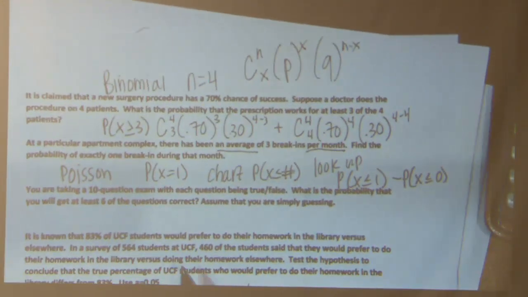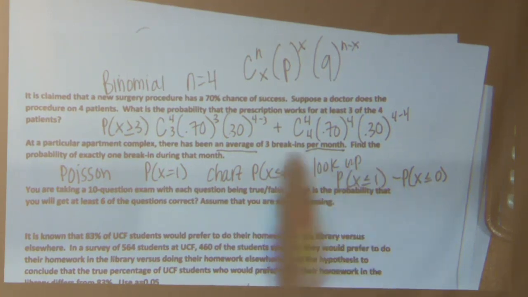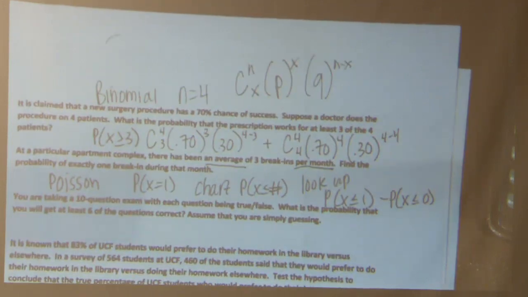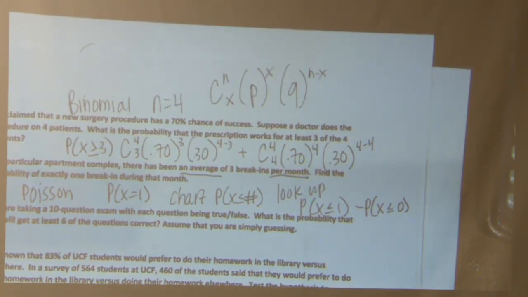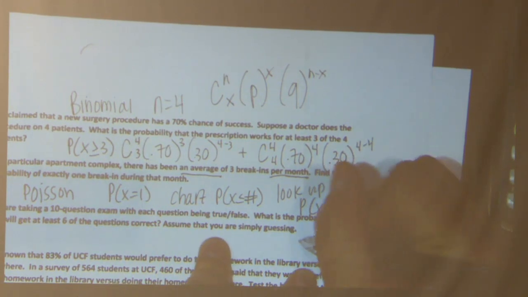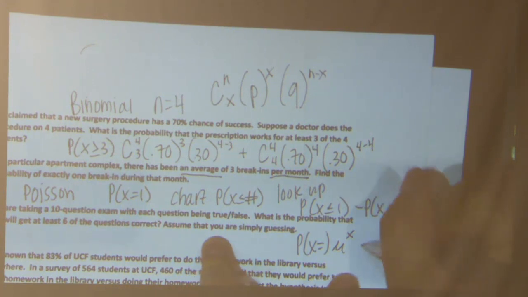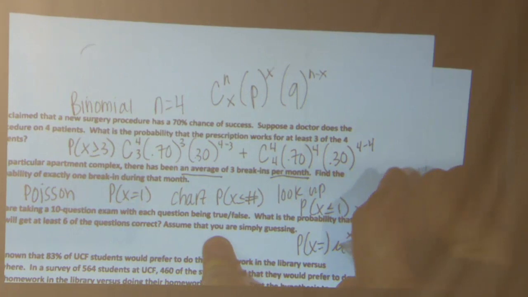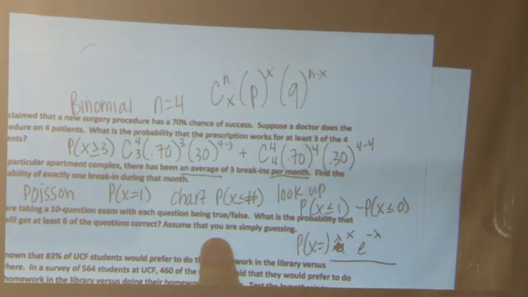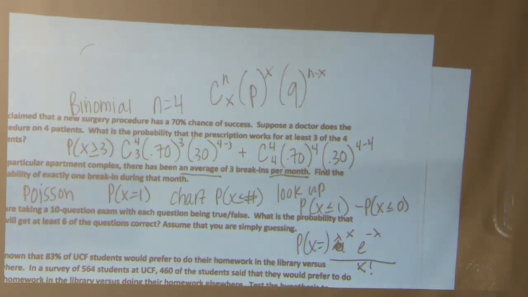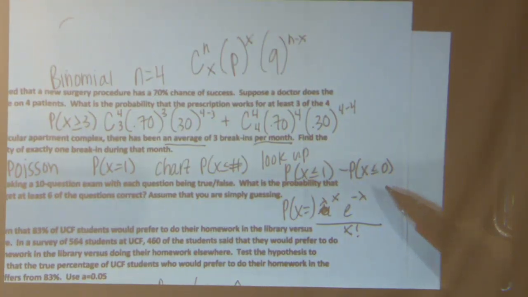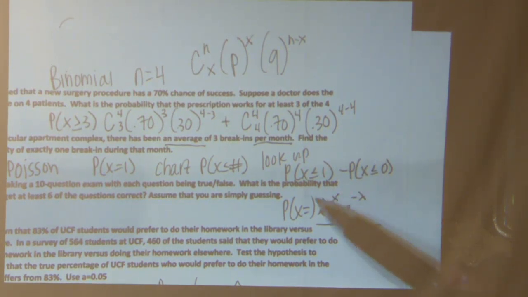Okay, for this one, for Poisson, you can either look at it in the chart, or you can use the formula. Do you know what the formula is for the Poisson? What is it? Okay. Over factorial? Okay. So she was saying mu for these. For Poisson, you can also say lambda because it's going to be the same thing.